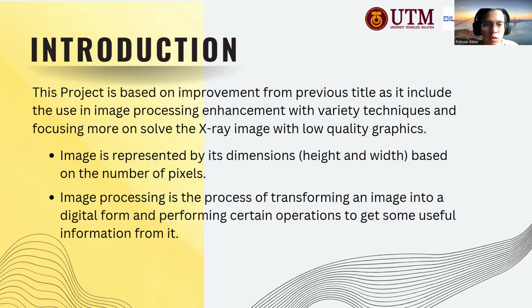So first, what is an image? An image is represented by its dimensions, height and width, based on the number of pixels. As for what image processing is, it is the process of transforming an image into a digital form and performing certain operations in order to get some useful information from it.